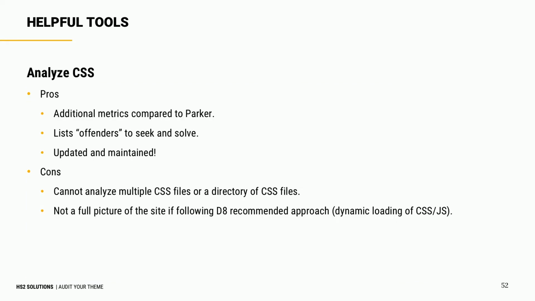So quickly, the pros: additional metrics compared to Parker. Again, check out their documentation. The offenders list allows you to seek and solve the problems that it's telling you about. And it's updated and maintained, I think, within the past month or two. It's continuing to be supported and added to. I may put an asterisk on the con again, so shame, shame, shame. And then again, not a full picture of the site. We've covered that before. You know, if you're dynamically loading and you're just pulling aggregated files.